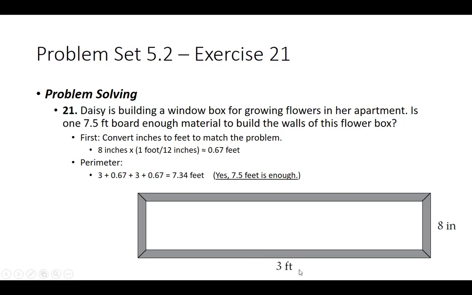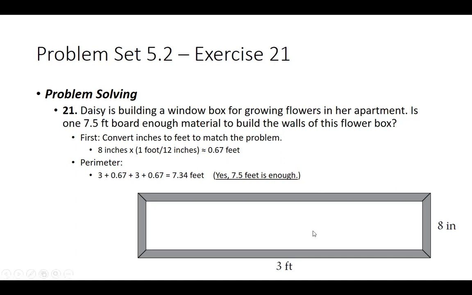So it might be easier mathematically to convert the 3 feet to inches, but since we need to compare to feet in the end, we need everything to be in feet. So first, let's convert inches to feet to match the problem. We need inches on the bottom to cancel inches away. We need feet on the top. Our conversion factor with feet on top and inches on bottom is 1 foot over 12 inches. That cancels away inches and leaves us in feet. 8 times 1 divided by 12 is 0.67 feet.